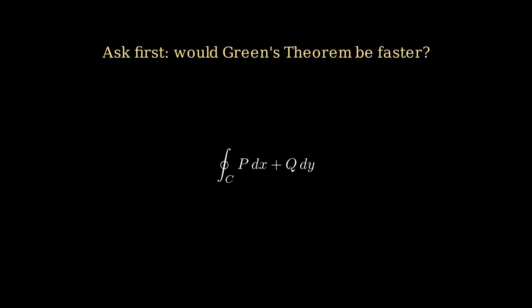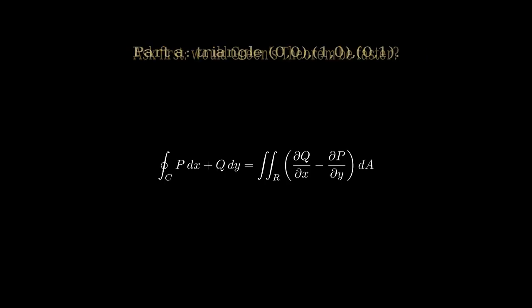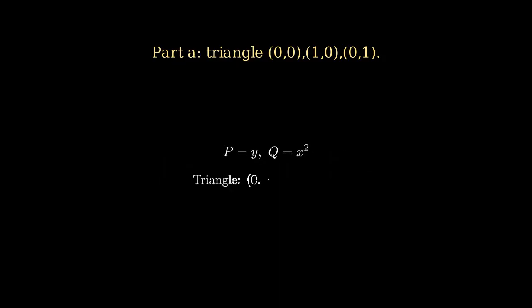Whenever a closed loop bounds a simple region, always ask first, would Green's theorem be faster here than 4 separate line integral calculations? Usually, yes. Part A. With P equals y and Q equals x squared, evaluate the closed loop integral of P dx plus Q dy around the triangle with corners (0,0), then (1,0), then (0,1).